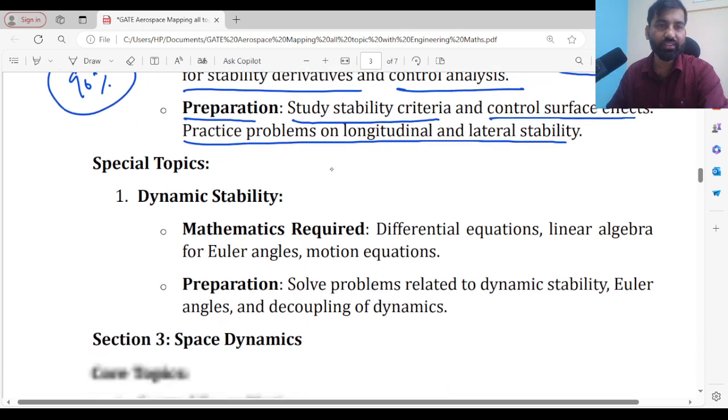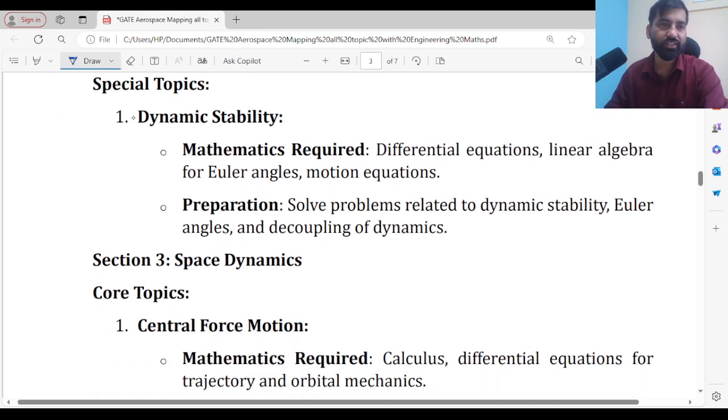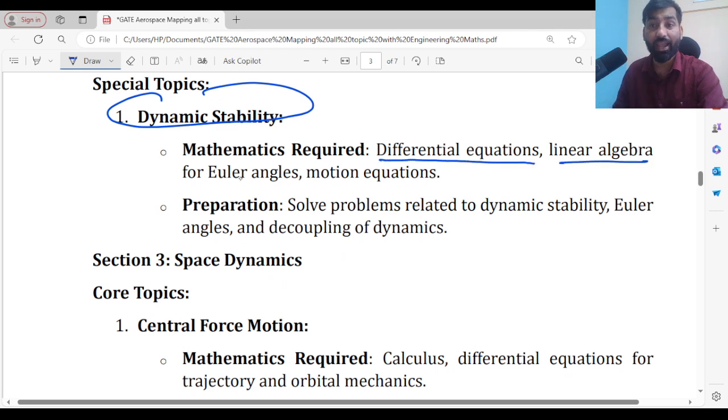And the next special topic is dynamic stability, right? So here you need again differential equations and linear algebra, and linear algebra is required for Euler angles. I think everybody can see here, right? You need one rotation matrix in order to compute Euler angles, right? Now, if I'm a mathematics teacher, I can guide you better in this, right?